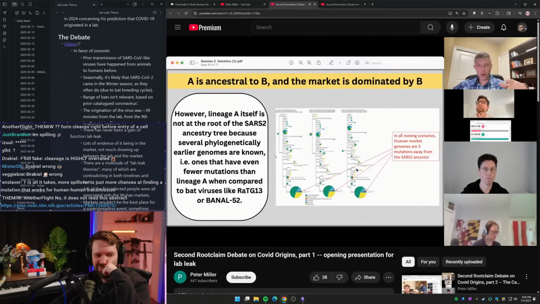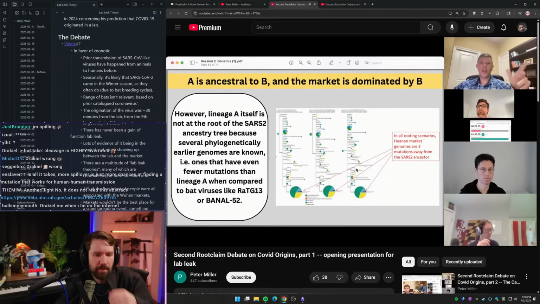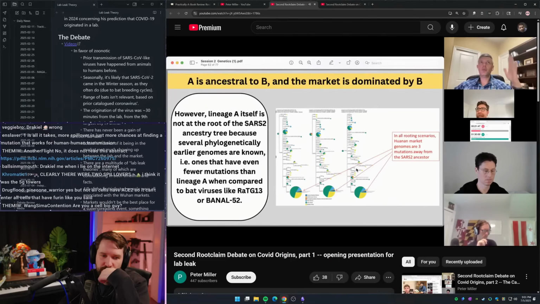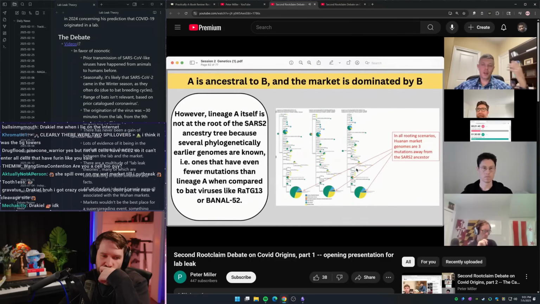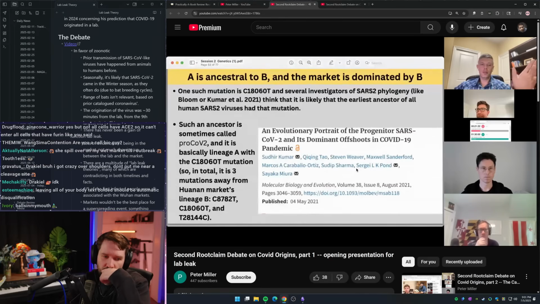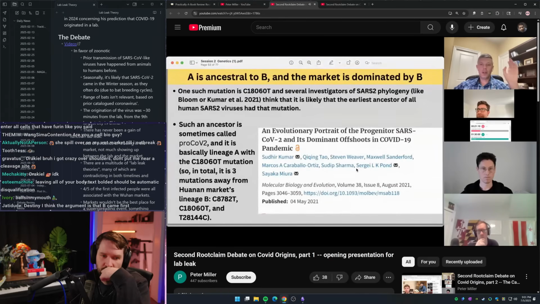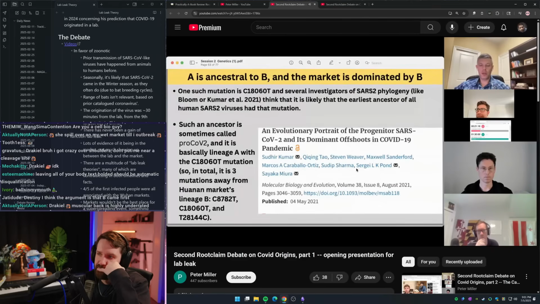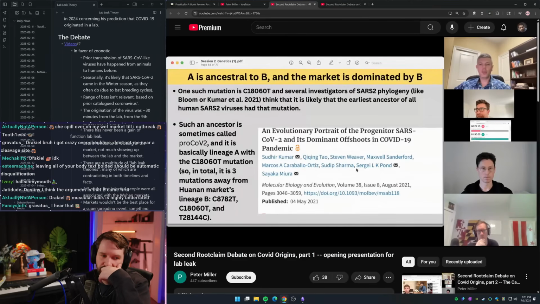And even more, some of the earliest genomes found later during sampling were even closer to the bat ancestor than lineage A. They had at least one more mutation closer to the bat ancestor than lineage A. And so these findings suggest that there might have been an earlier strain that spilled over, even earlier than lineage A, which then eventually mutated into lineage B. And one such mutation that's closer to the bat ancestor is this mutation here, C18060T.